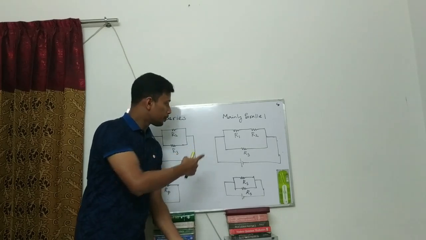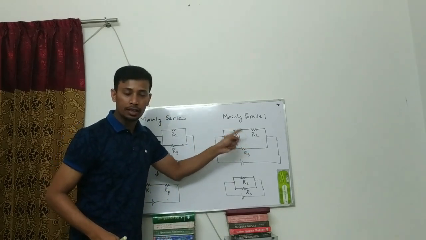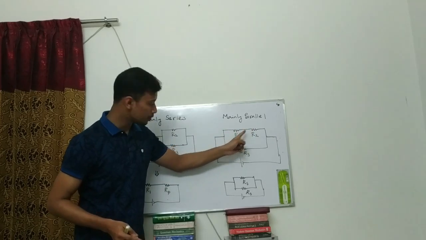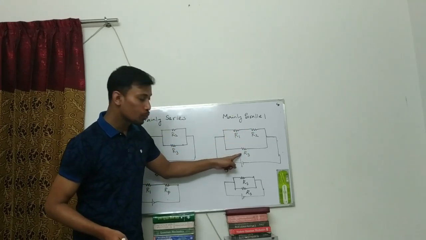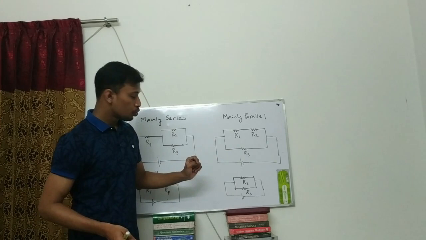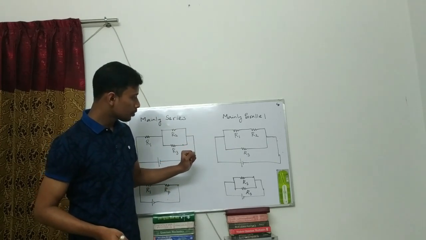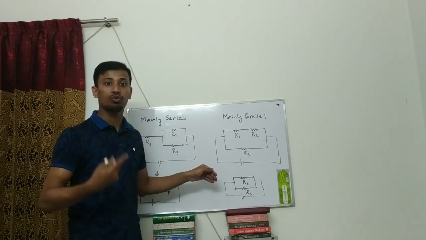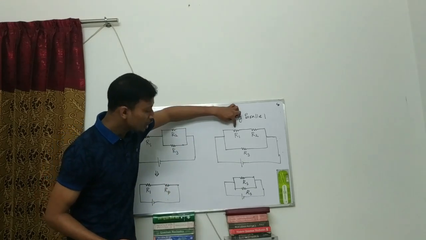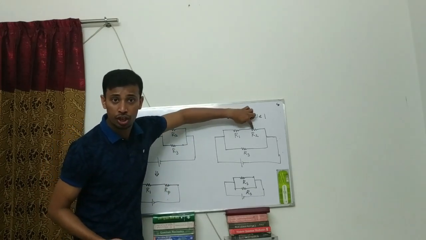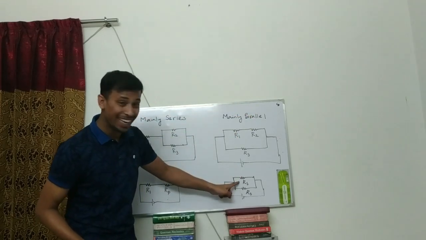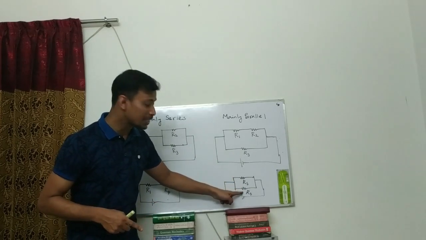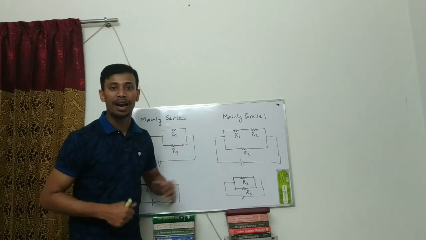mainly parallel. This is also a mixed circuit. Here we have R1 and R2 in the same line in series, and with these two we have R3 in parallel. So if you go for solving this circuit and go for the equivalent resistance, what will you do? Initially you go for the series combination of R1 and R2 and will get RS, and then with this RS you will take R3 as a parallel and go for the parallel combination.